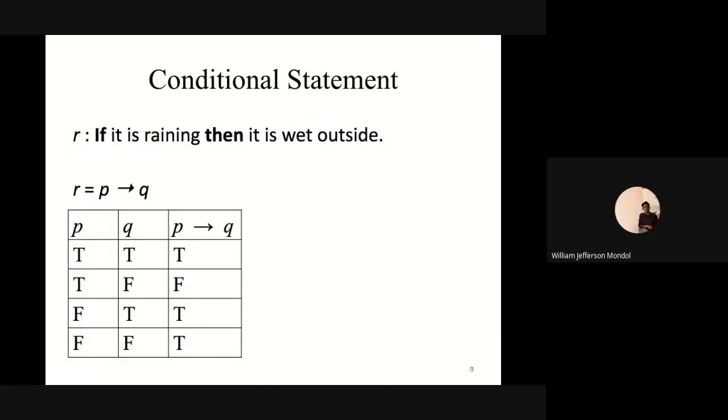It is true because it says if P is true, then Q should be true. But it does not say that if Q is true, then P needs to be true. So it's unidirectional. It's a unidirectional conditional statement. So it implies that if P is true, then Q has to be true, and it does not say that if Q is true, P should be true. It can be different as well. Yeah, that's one way of looking at it.